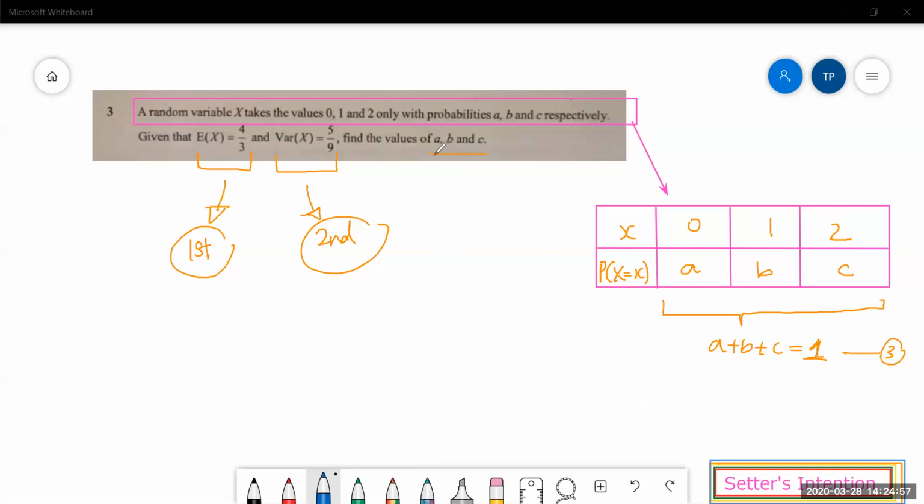Anyway, Jamie, well done at identifying that you need to use simultaneous equations.